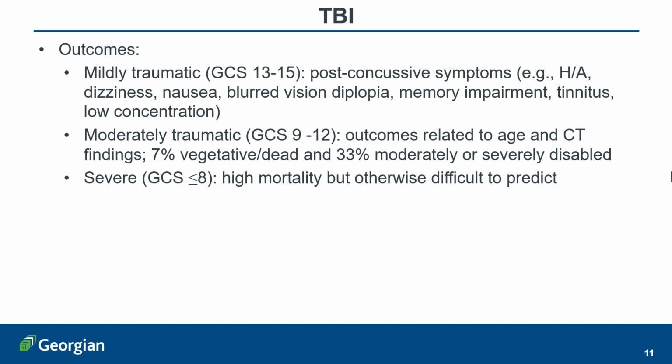So there has to be a determination about how much of the brain has actually been damaged. 7% of individuals, for example, can be in a vegetative state or even ultimately progress to death, and 30% or so will ultimately be moderately to severely disabled, and that's just a moderately traumatic TBI. In a case of a severe TBI where the GCS score is less than 8, it has an extremely high mortality, but otherwise the outcomes are difficult to predict. It depends upon whether treatment can be initiated immediately, it depends upon whether surgery is an option, and so forth.